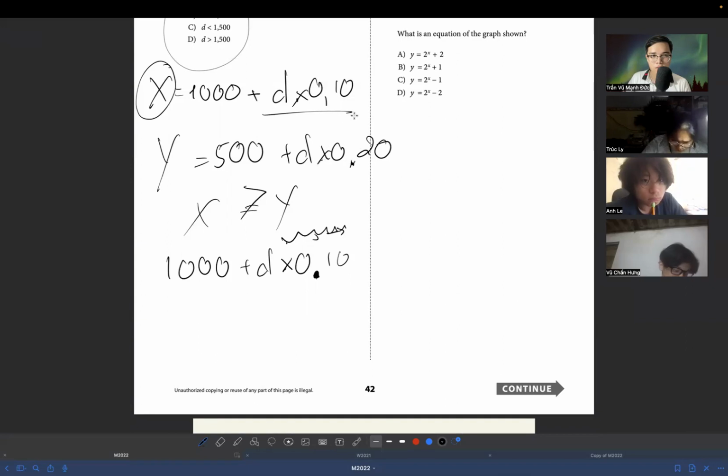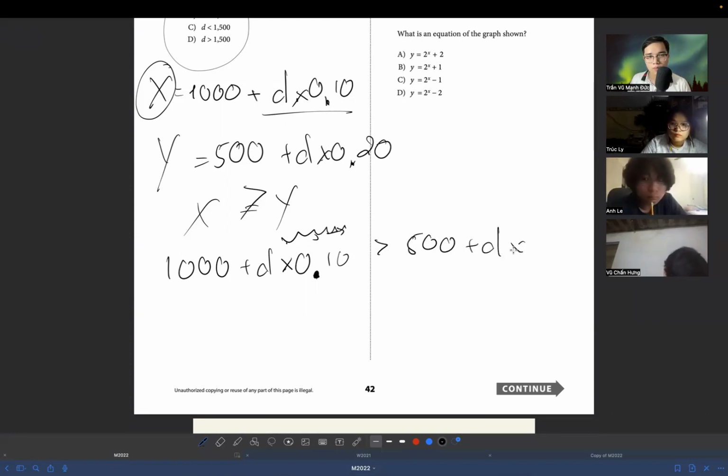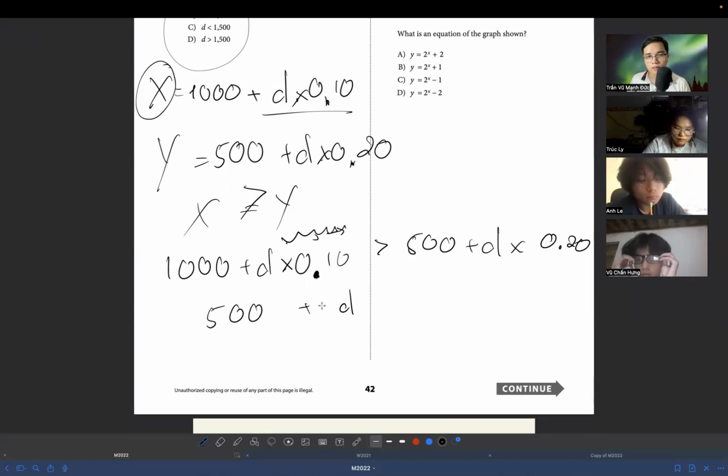This times 0.10, and bigger than, what is it? 500 plus D times 0.20. So this is 500 plus D times 0.10 minus D times 0.20, bigger than 0. So let's see.